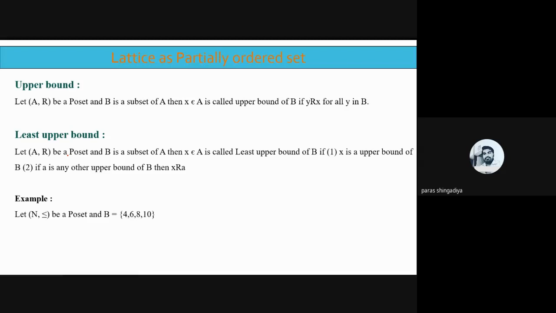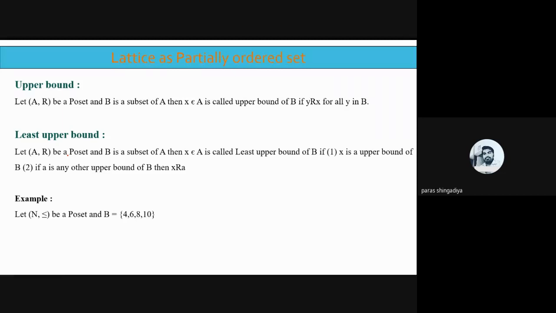Okay, for all y belongs to B, meaning for all values of y, if y R x is satisfied, then we can say that x is called the upper bound. And here one example is given, the same data that we discussed already for the lower bound, and now let us find its upper bound.